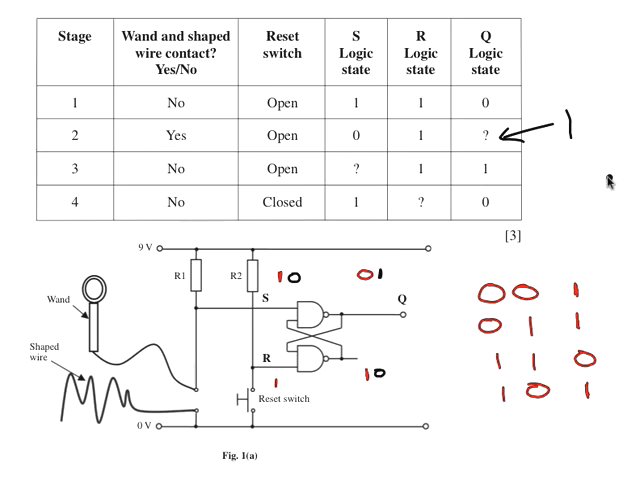Now what about the next state? We're told now that the wand is no longer in contact. So this now must be a 1 again. So S is a 1.